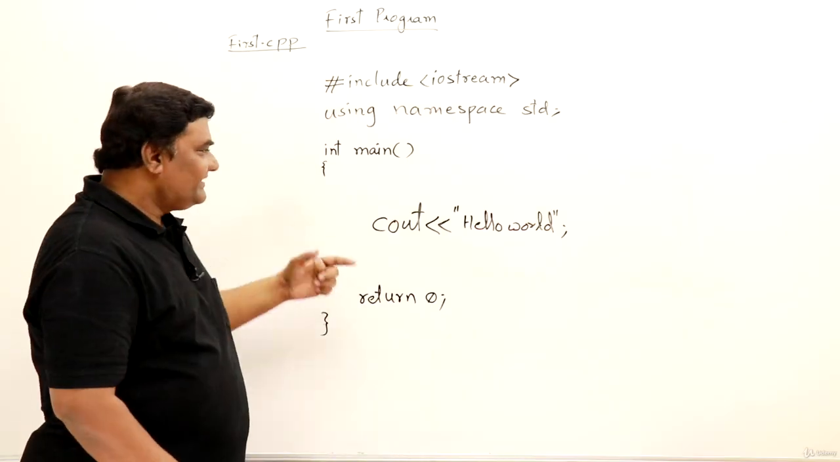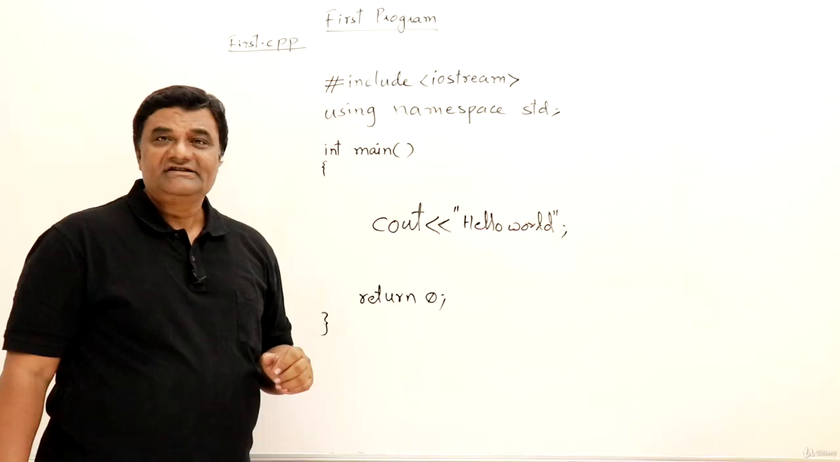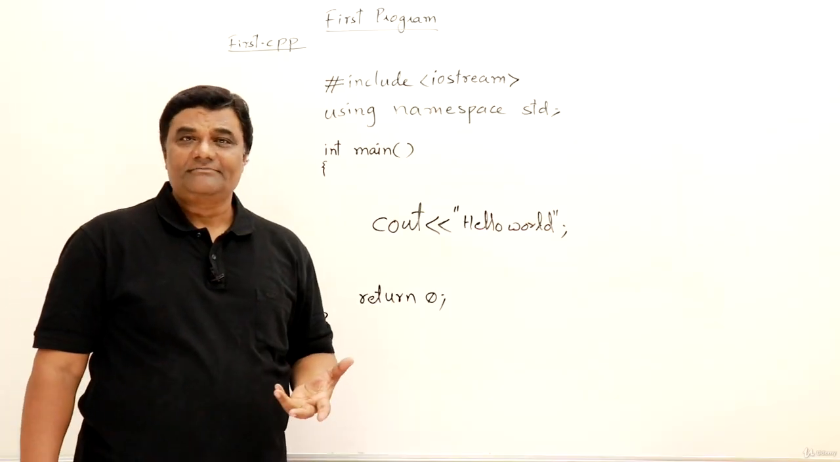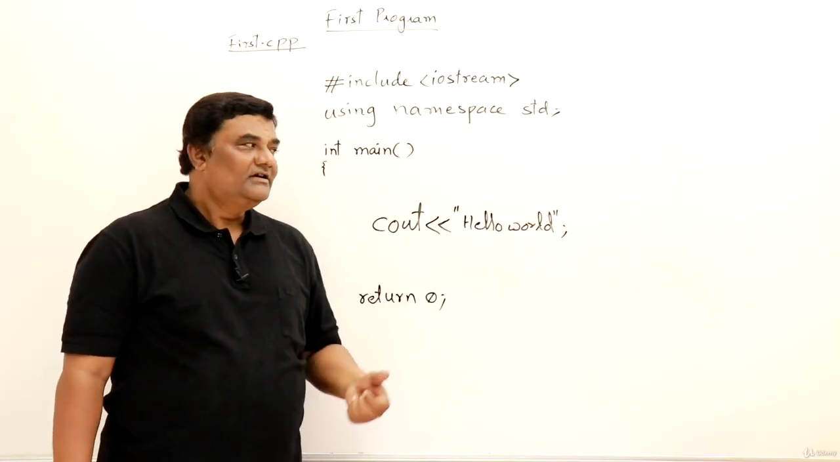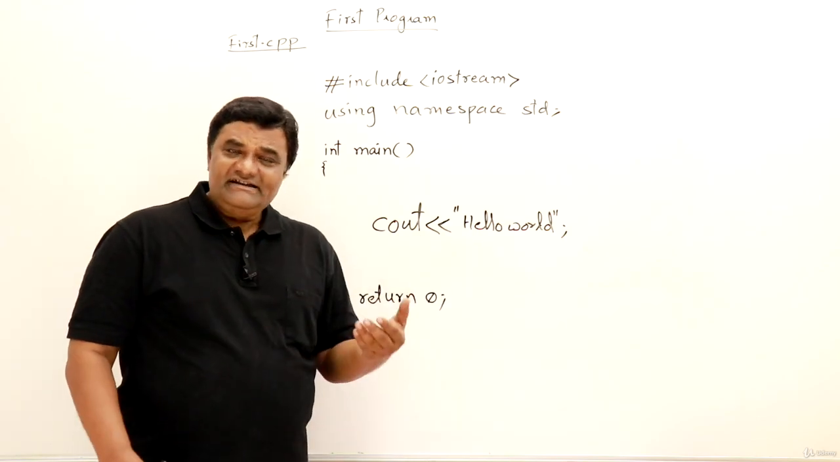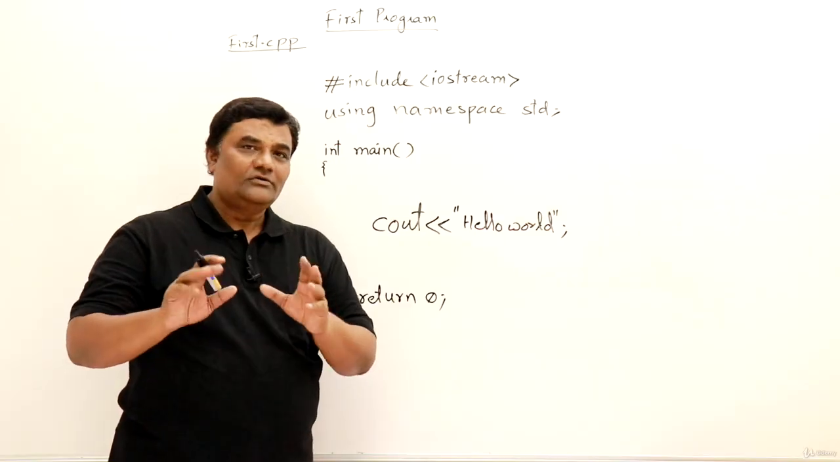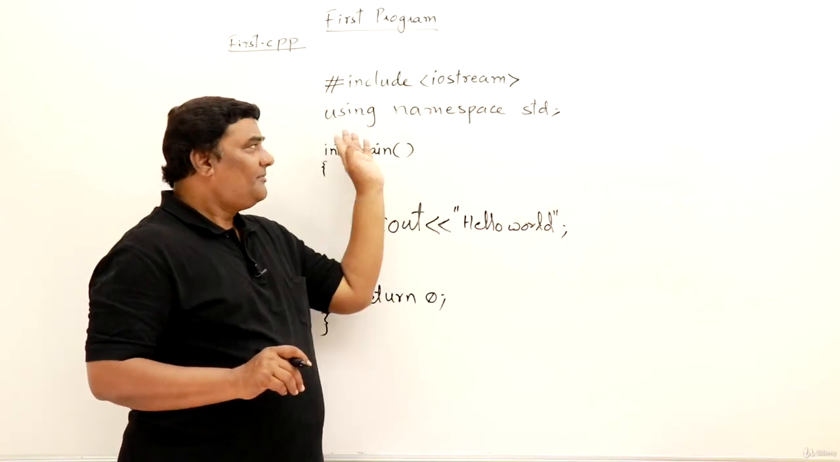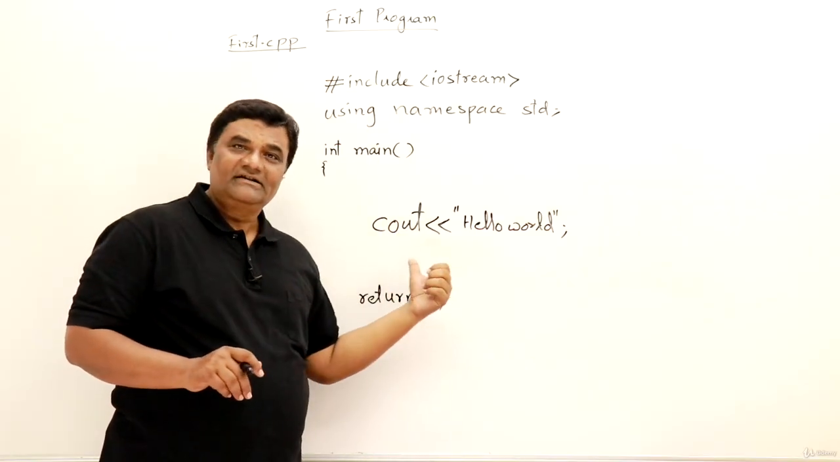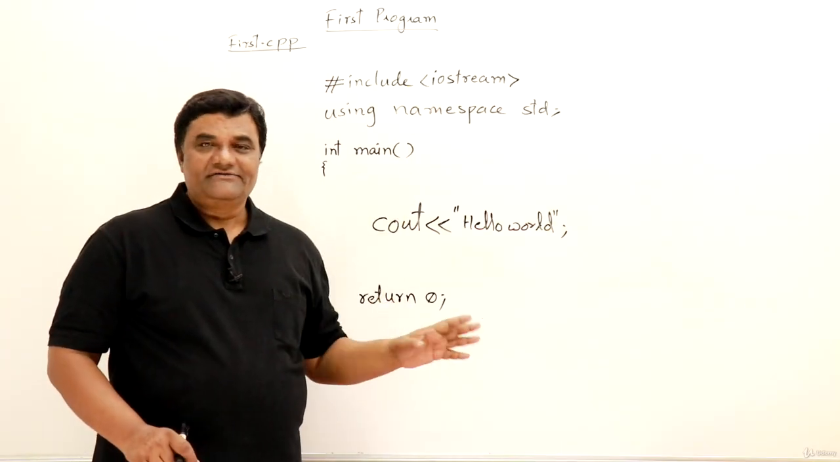Now writing std here is better than saying we are using namespace, because we are not using everything from the namespace. We want just cout. So writing std colon colon cout is better. But it is easy for beginners to just write cout. So if I use cout many times, on the top I will write using namespace, and here I will write just cout. So that's all. This is the first program.